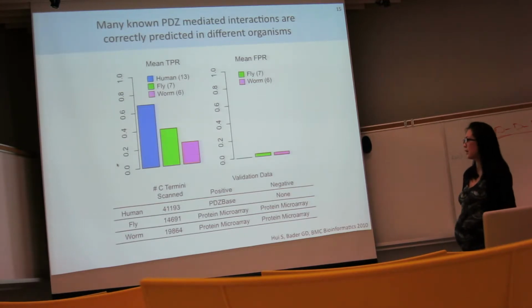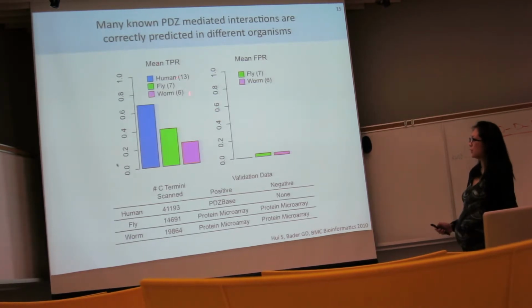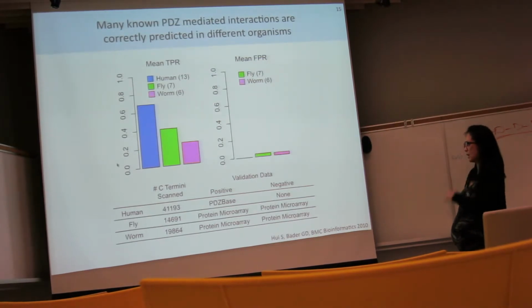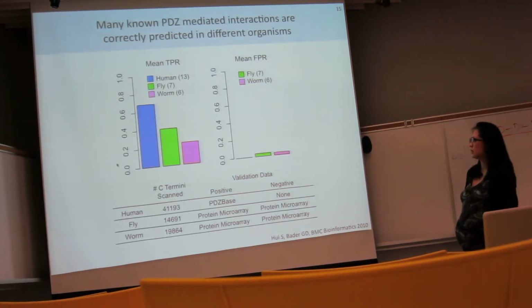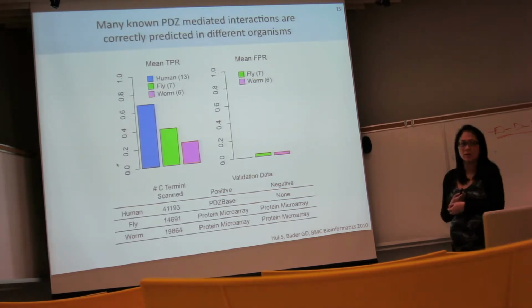We then performed proteome scanning for human, fly, and worm PDZ domains. And we validated a subset of the interactions for a number of PDZ domains. For the human domains, the average true positive rate is approximately 65%, with lower rates for fly and worm. However, the false positive rates are very low, approximately 4%. So these results show that the predictor is able to correctly predict many known interactions at the expense of very few false positives.